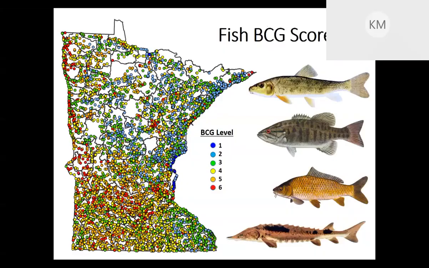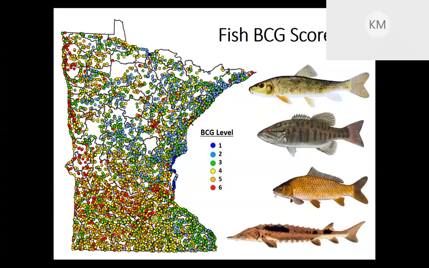So this just shows you the BCG scores for our fish samples across the state. As you'd expect in the north, it's 1s, 2s, and 3s for the most part. You get into the prairie region, see more 4s, 5s, and 6s. So with these fuzzy set models, we can collect data and run them through the model, and basically have pretty good confidence that it replicates the decision that a panel would make.